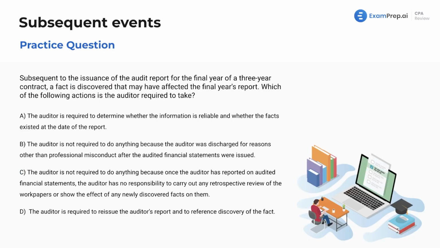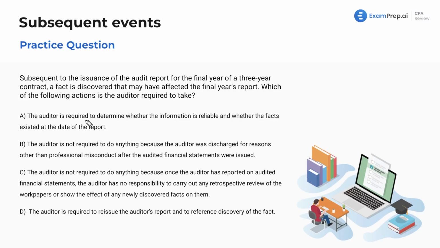Last question here. Subsequent to the issuance of the audit report for the final year of a 3-year contract, a fact is discovered that may have affected the final year's report. Which of the following actions is the auditor required to take? You're required to do this. What are you required to do?